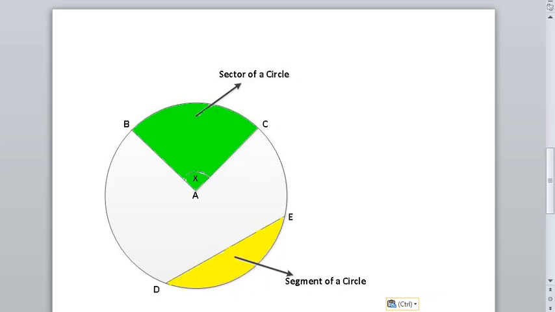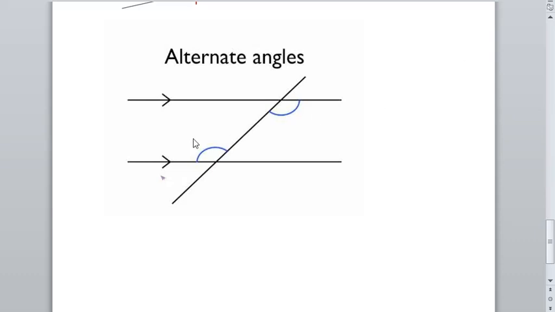Then what is an alternate segment? Before going to alternate segment, first tell me what are alternate angles. Alternate angles are those angles which are on the opposite side of the transversal, right? Remember this word, opposite side of the transversal, right? This is basic, we have studied it earlier.